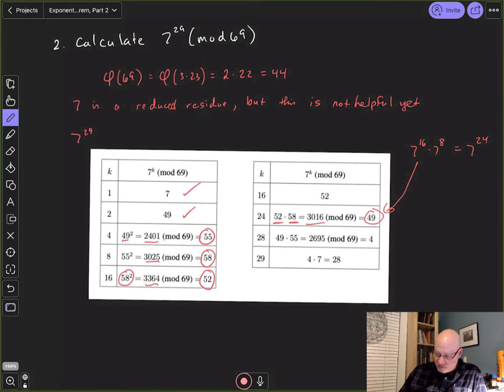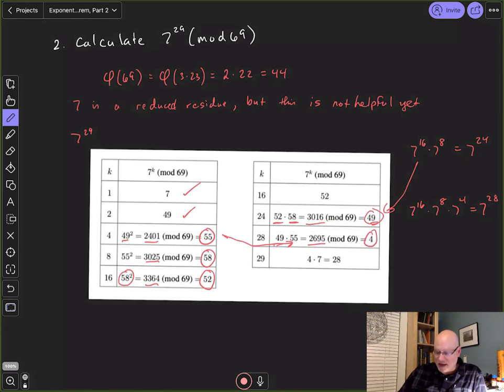So essentially now I'm saying 7 to the 16th times 7 to the 8th times 7 to the 4th equals 7 to the 28th. So I'm taking this number, 49, that I got in the previous step, and I'm multiplying it by 7 to the 4th. Okay, so 49 times 55 is 2695. In mod 69, I get a really nice number, 4.